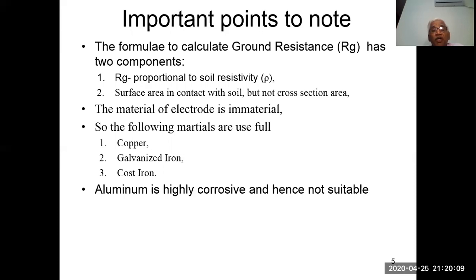So the following materials are useful: copper, galvanized iron, cast iron. The material doesn't affect the earthing. Now, aluminum is highly corrosive, hence not suitable to use inside the soil.